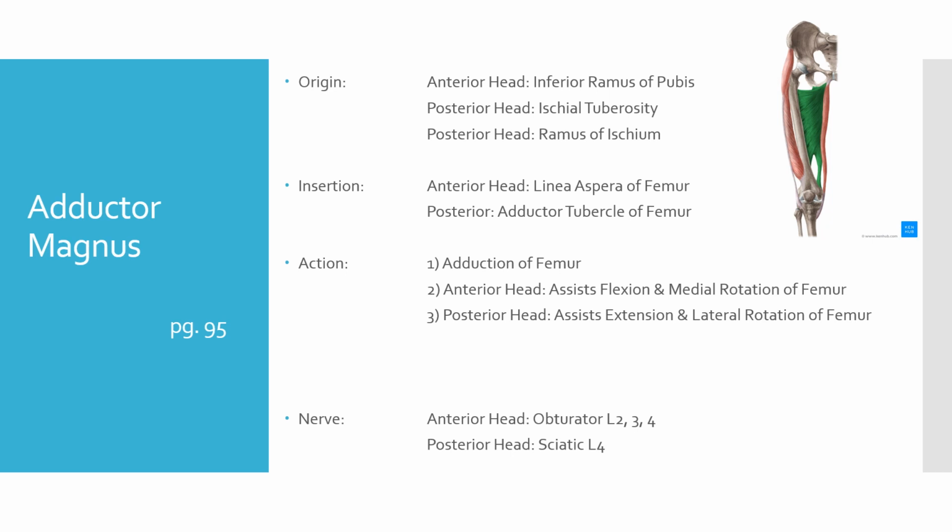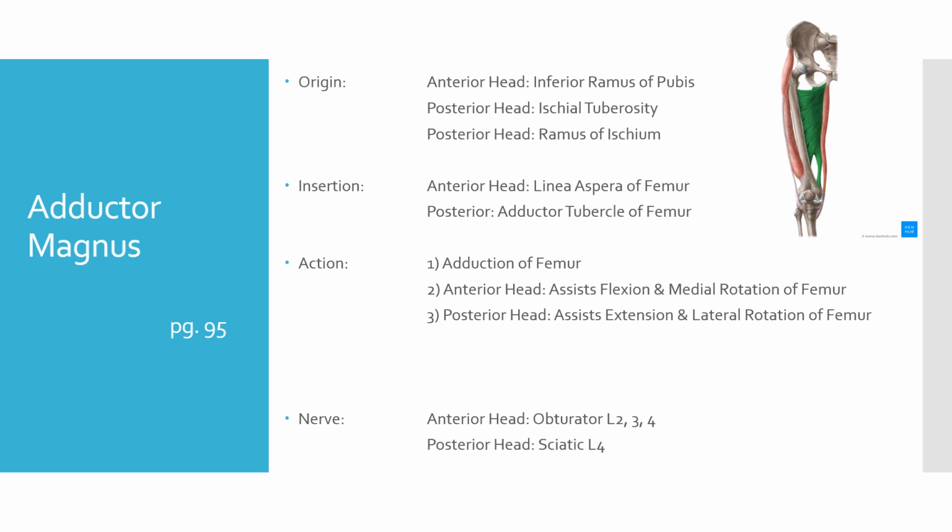Adductor magnus. 3 origins: the anterior head, the inferior ramus of the pubis, the posterior heads, the ischial tuberosity, as well as the ramus of the ischium. 2 insertions: the anterior head, the linea aspera of the femur, and the posterior head, the adductor tubercle of the femur.